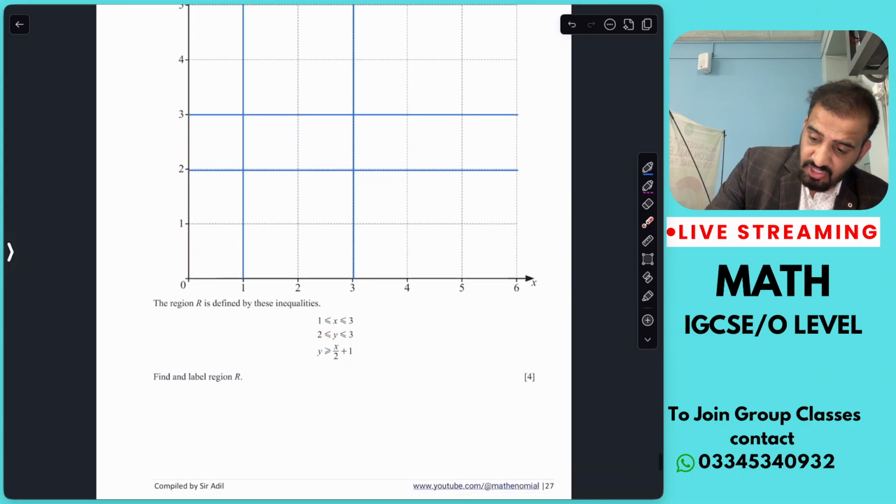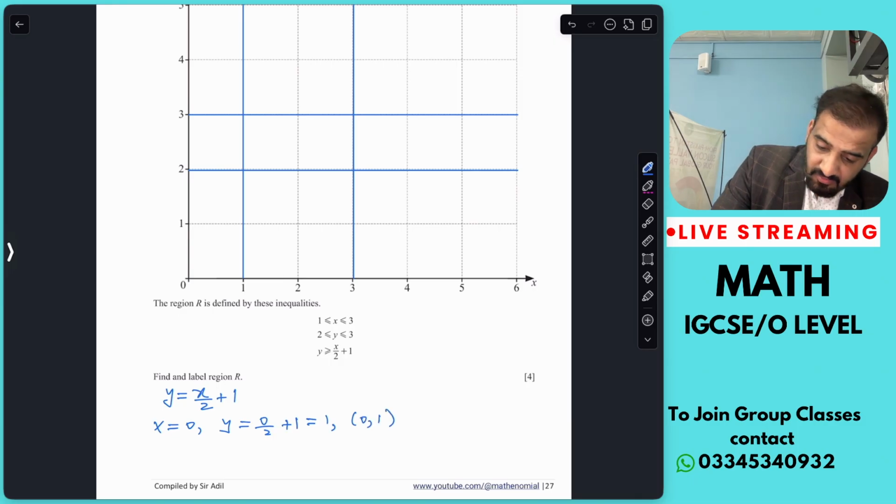So let's first of all draw this line. For this, you have to write y equals x over 2 plus 1. So put x equal to 0. You will get 0 over 2 plus 1 equals 1. So my first point is 0, comma 1. Where is 0, comma 1? This is my point 0, comma 1.